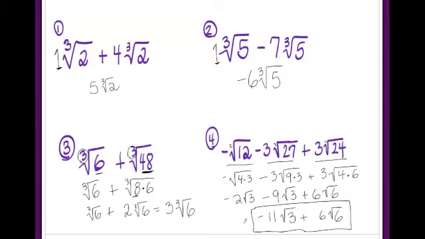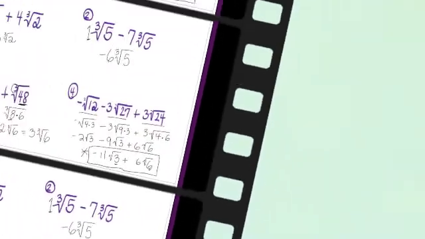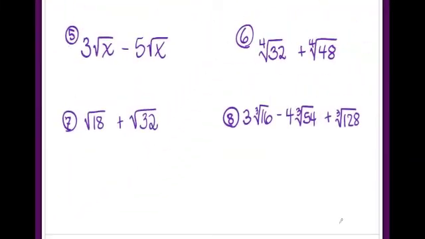This is our final answer. We're not able to combine these any further because the radicands are not like. Okay, try a few more. This one would be negative 2 square root x.